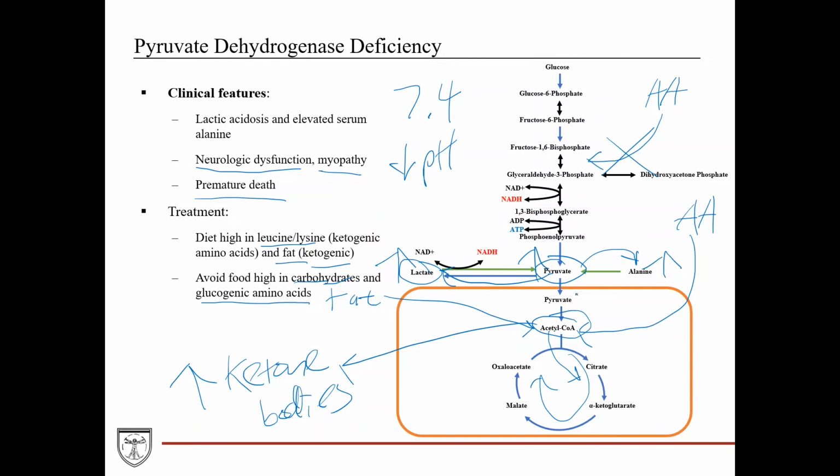So you're still trying to give them as much energy as possible by kind of indirectly giving them ketone body production to help make sure the brain is supplied, and then also trying to feed the citric acid cycle in a roundabout way through these ketogenic amino acids, and then fat as well.